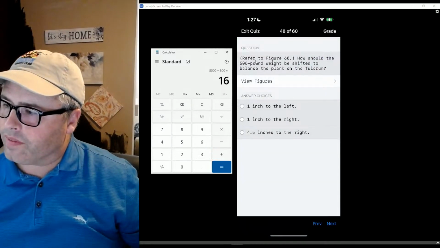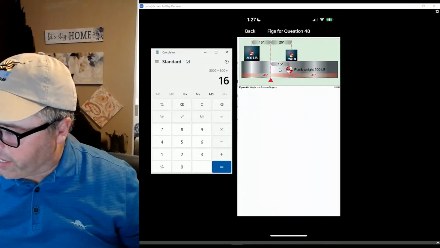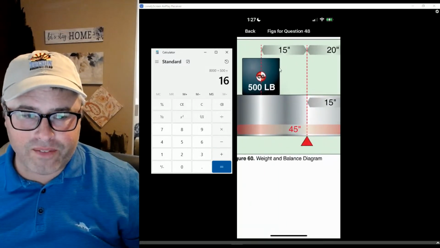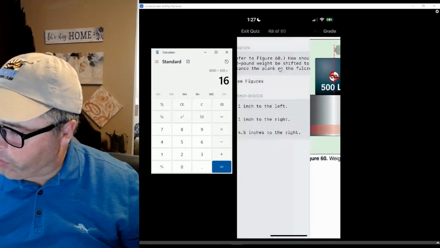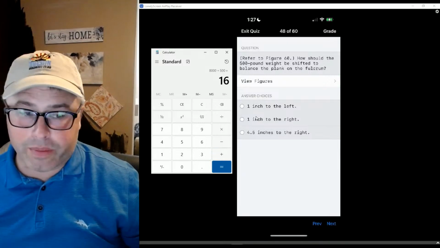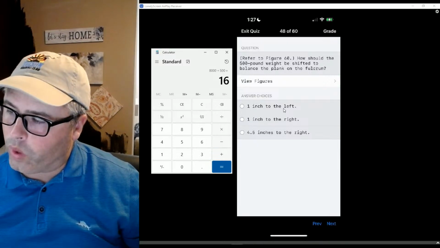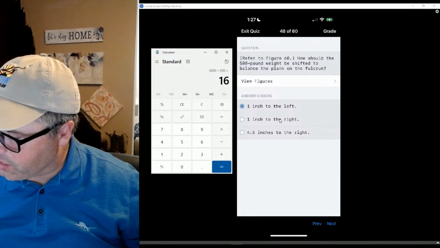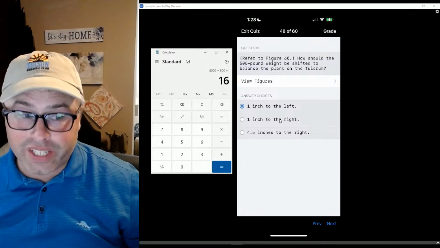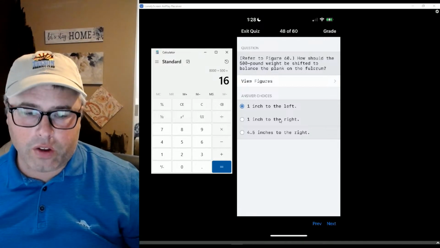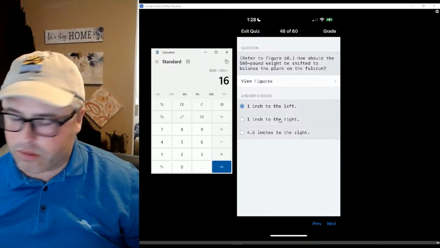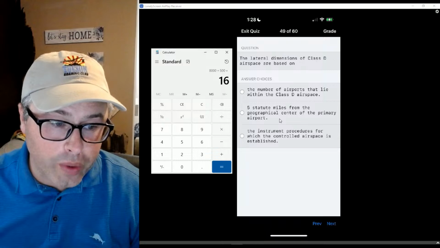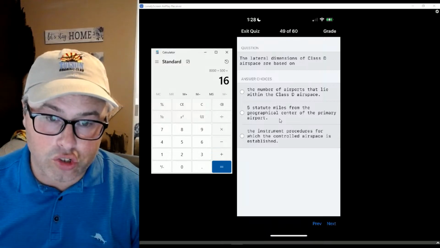Let's go back to the question. The 500 pound weight is normally at 15 inches. Where do I want it to be? I want it to be 16 inches from the fulcrum. 1 inch to the left? Well, that's correct. 1 inch more to the left would put it at 16 inches. 1 inch to the right would put it at 14 inches. Nope, doesn't balance. 4.5 inches to the right would be way far. Nope, nope. You set up the problem correctly, it's very easy to do.